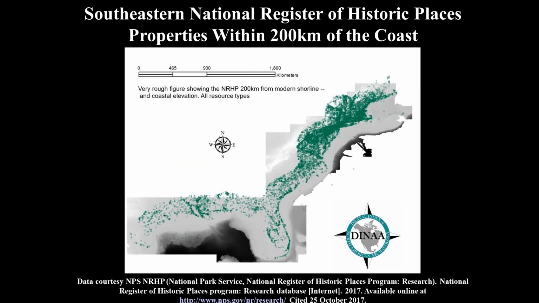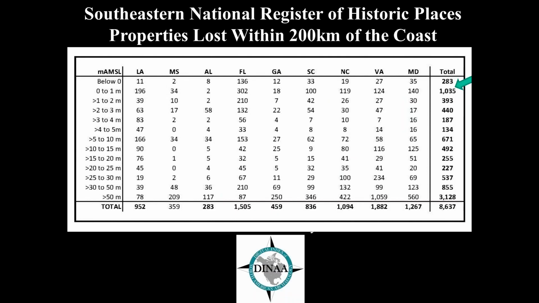The National Register of Historic Places, or NRHP, is another online database encompassing archaeological sites, standing structures, battlefields, landscapes, sacred sites, and other cultural properties that have been determined to be significant in American history. Over 1,000 locations already listed as eligible on the National Register of Historic Places will be submerged given a 1-meter rise, with nearly another 1,000 lost given a 3 to 5 meter rise.